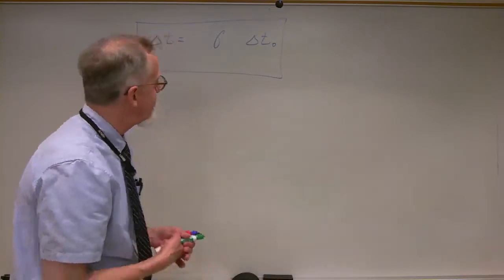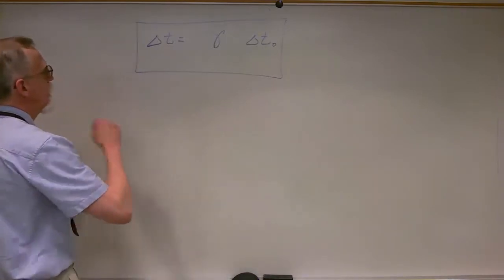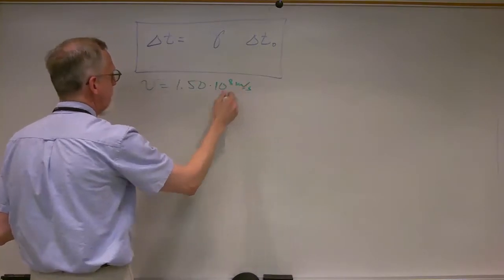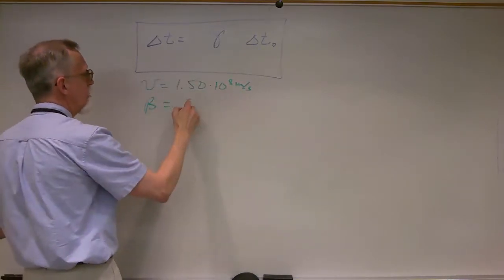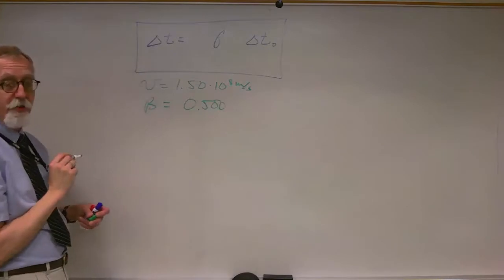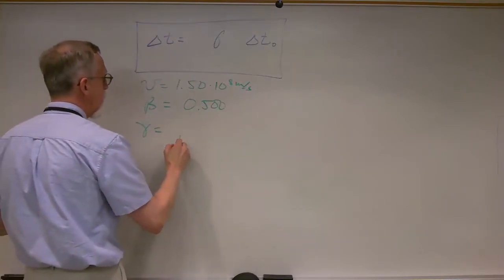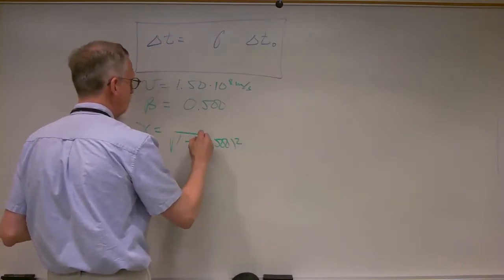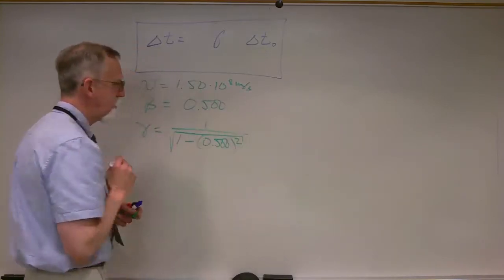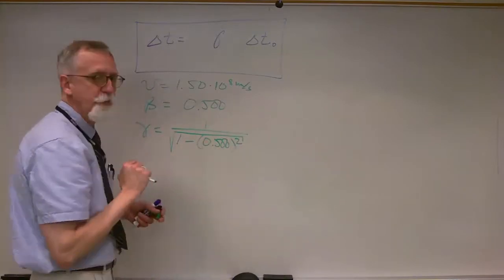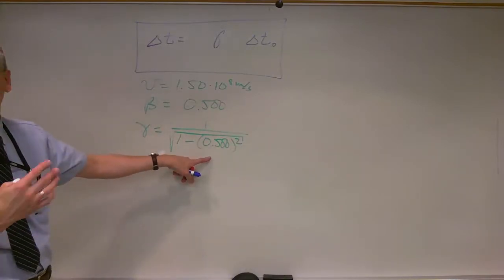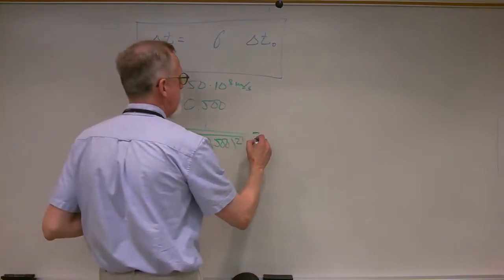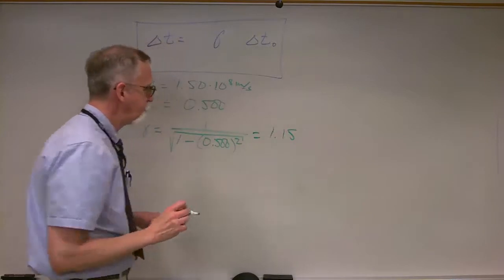Let's imagine that we have a speed of 1.5 times 10 to the 8th meters per second. We already know that's a value of beta of 0.500. Gamma will be the square root of 1 minus 0.5 squared, all under 1. So 0.5 squared is 0.25, 1 minus 0.25 is 0.75. Take the square root of that, take the inverse of that, and that turns out to be about 1.15.